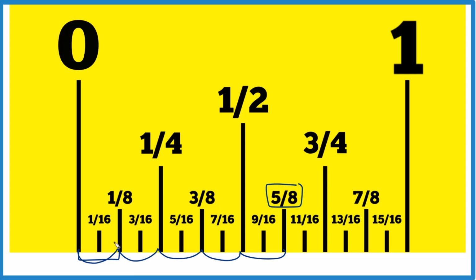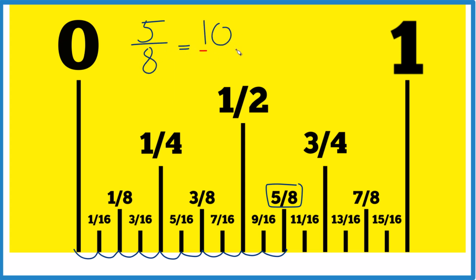So let's think about 16ths. We have our 16th right here. This is a 16th. And we're going to go 1, 2, 3, 4, 5, 6, 7, 8, 9. There's 10 16ths. So 5/8 equals 10 16ths. These are equivalent fractions. And it's a little easier to take half of that.